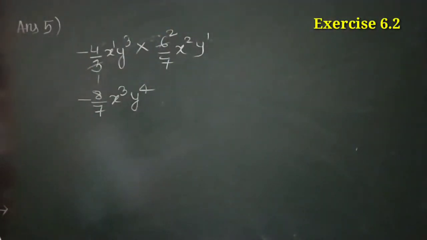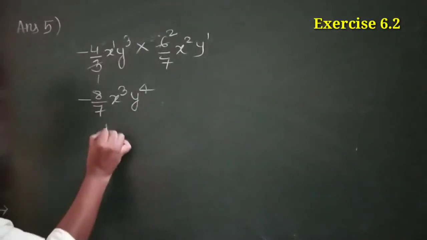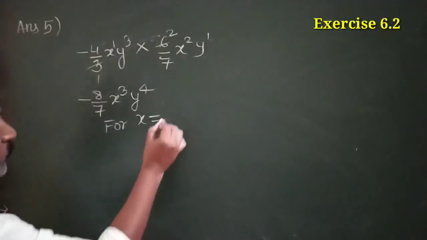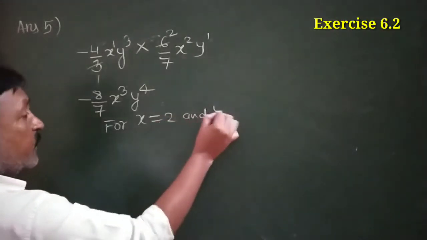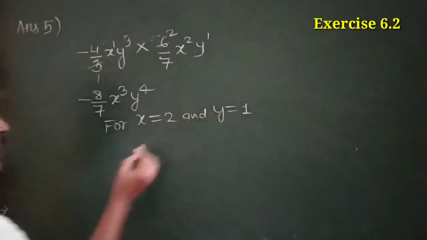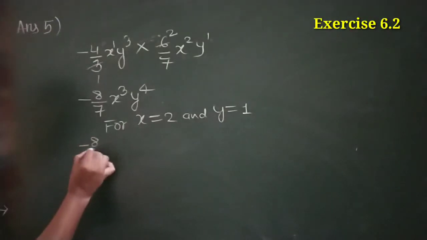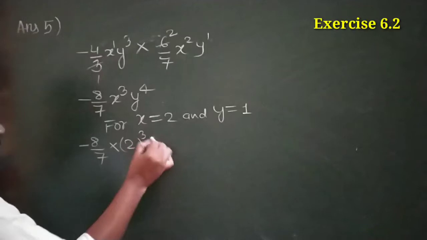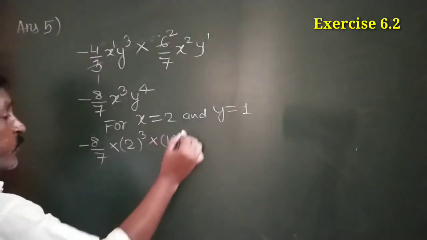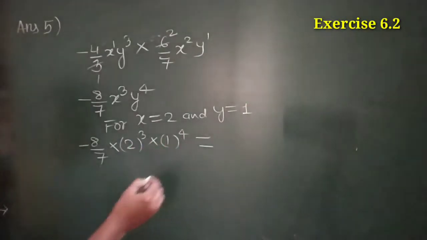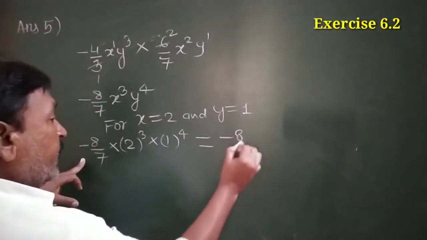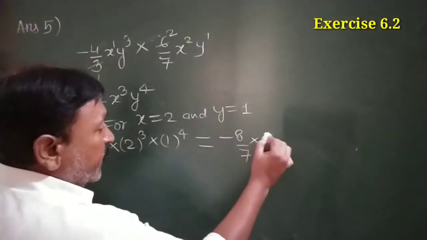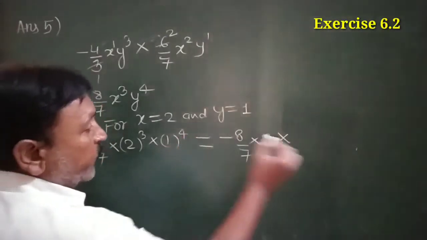Okay. Now we have to substitute 2 in place of x, and 1 in place of y. Okay, means minus 8 upon 7 into 2 cube into 1 raised to the power 4. So what will be the answer? Minus 8 upon 7 into 2 cube means 2 2s are 4, 4 2s are 8, 1 raised to the power 4 means 1.